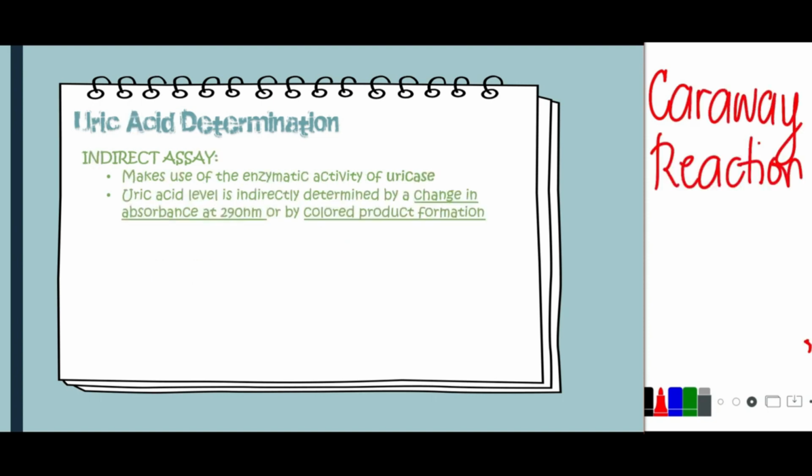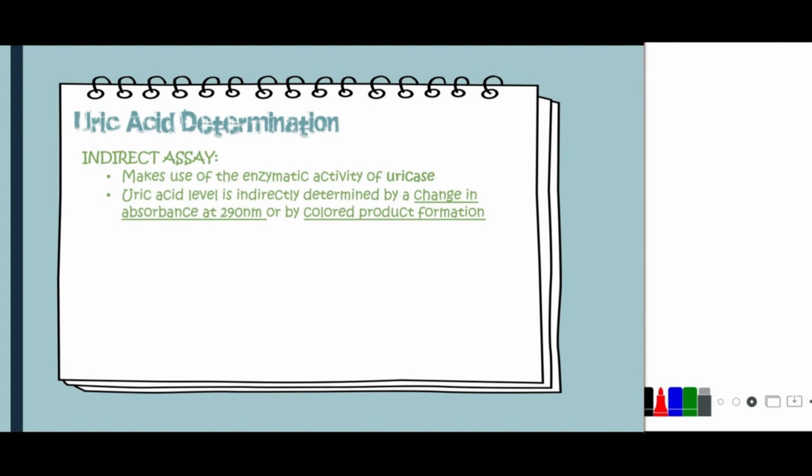As for the indirect assay, of course, this will involve enzymes. And for uric acid determination, it will make use of the enzymatic activity of uricase. So uric acid level is indirectly determined by either a change in absorbance at 290 nanometers or by a colored product formation. So what happens during uric acid indirect determination?